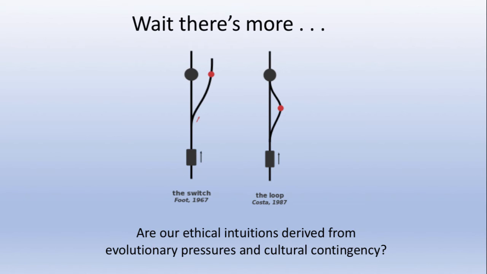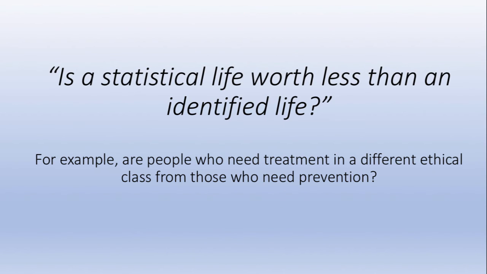So these questions raise a broader question, which is whether our ethical intuitions are derived from evolutionary pressures or cultural contingency, as opposed to being rooted in some clear moral principle that you could articulate and defend. Let me return to one of the most important questions that come up in looking at the ethics of resource allocation, and we saw it in the Macklin-Cowan example: whether the right moral choice is to allocate resources to those who need treatment versus those who need prevention. And that is, is a statistical life worth less than an identified life? Are people who need treatment somehow in a different ethical class from those who need prevention? And if so, how do you explain that?